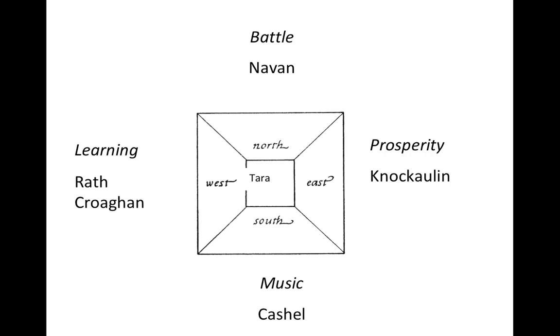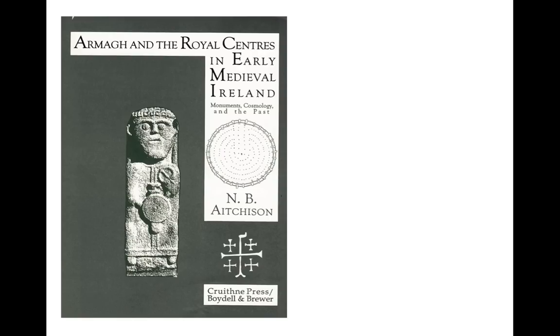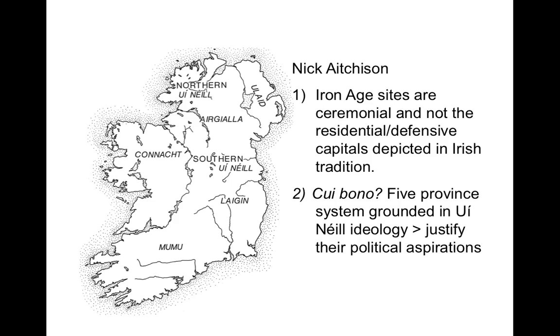Ulster for, the key word is cattle-raid, battle. You know, and so that's what it's known for. A book that appeared some time ago by Nicholas Acheson regarding Armagh and the royal centers of early medieval Ireland argued that the Iron Age capitals of these provinces, of which we have excavated, or some evidence of excavation on all of them but Munster, these Iron Age sites are really ceremonial. They're not residential or defensive capitals depicted in Irish tradition.